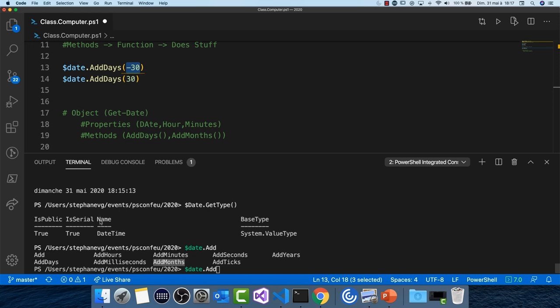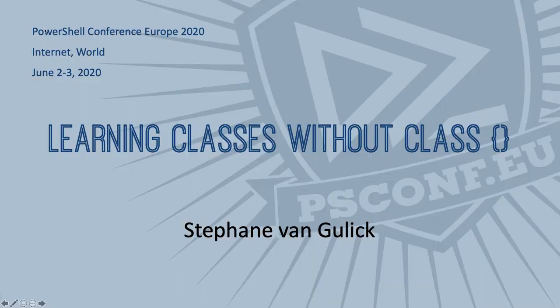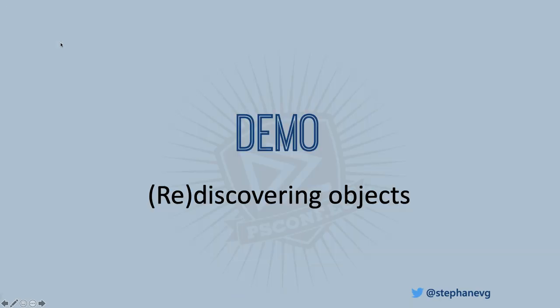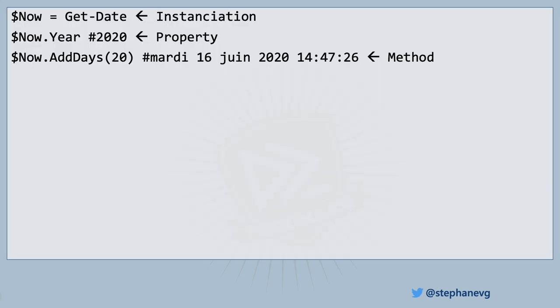So let's go back to the slide. We're back in PowerPoint. We've just rediscovered what objects are. To sum up, we can see that there are three concepts here that you already knew.